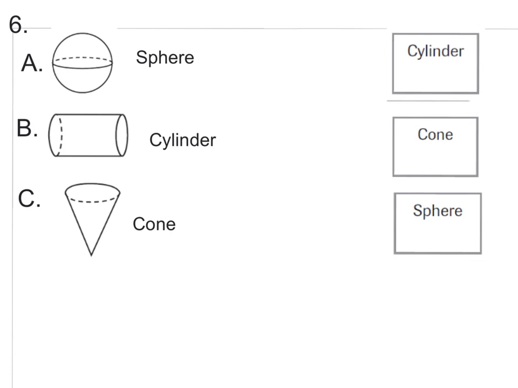Okay, boys and girls, for letter A, you should have the word sphere. For letter B, you should have the word cylinder. And for letter C, you should have the word cone. All right, let's go on to number 7.